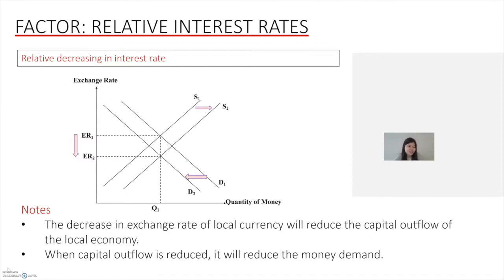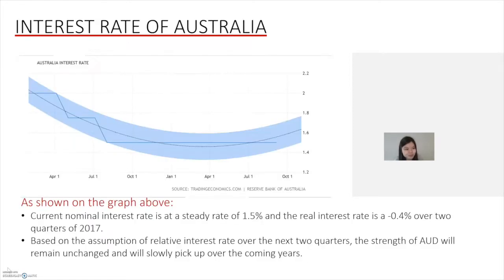Next, we'll talk about the decrease in relative interest rate. And you can see the decrease will cause a decrease in exchange rate of the local currency and will reduce the capital outflow of the local economy. When it is reduced, money demand reduces as well, causing the demand curve to shift to the left.